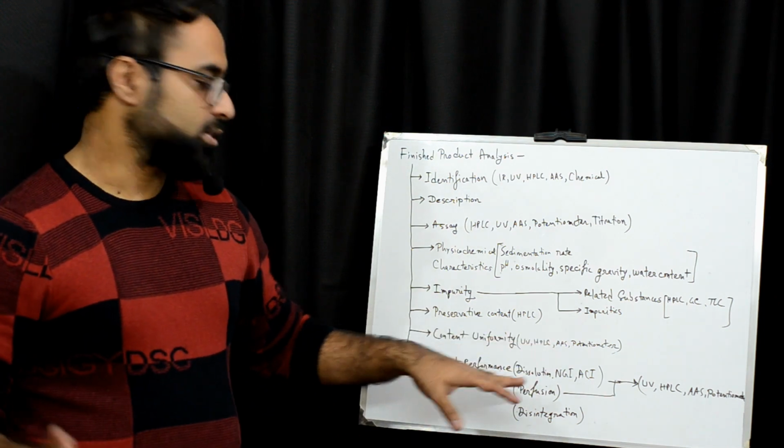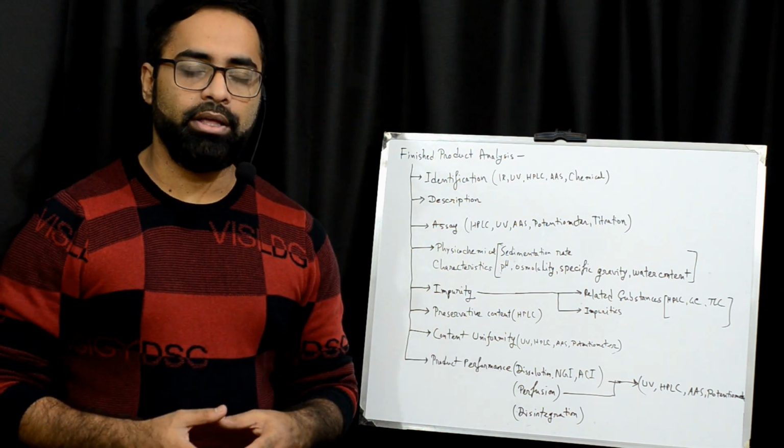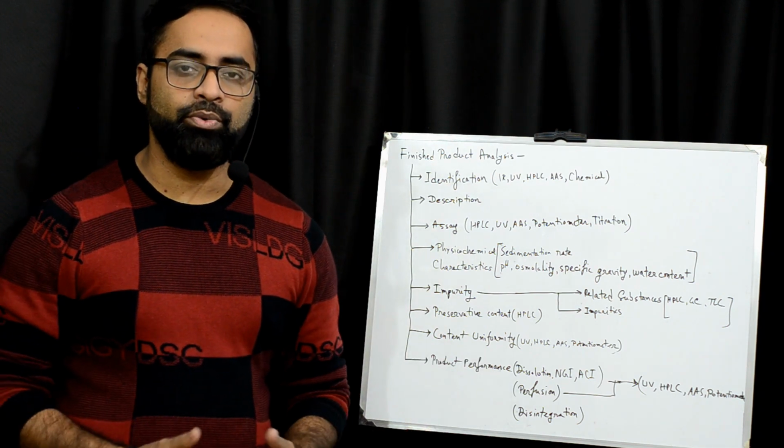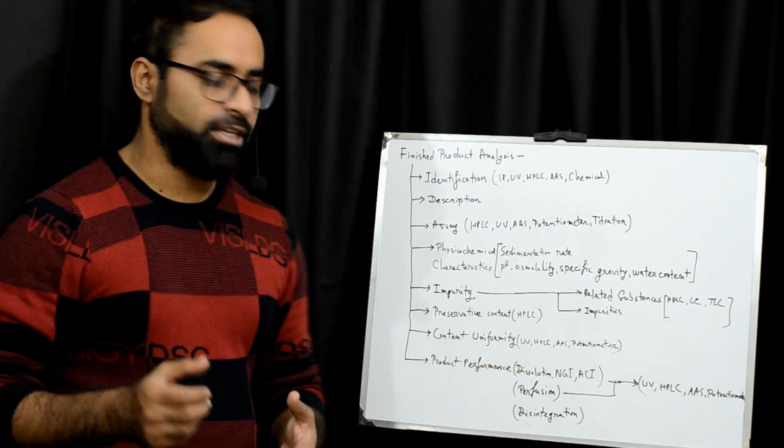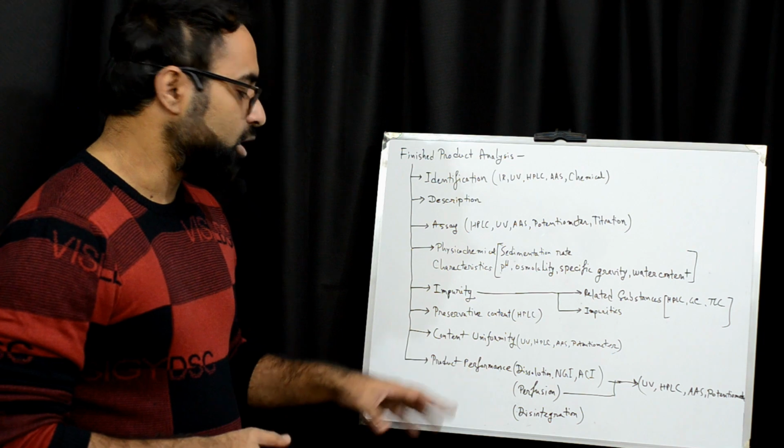Expression is the same as content uniformity, that statistical expression. Okay, we express it in acceptance value or AV value, which must be less than 15. Okay, let's move to the final parameter, that is product performance.